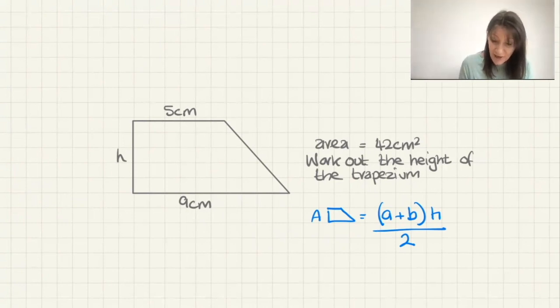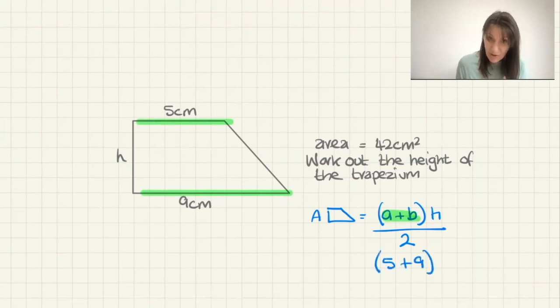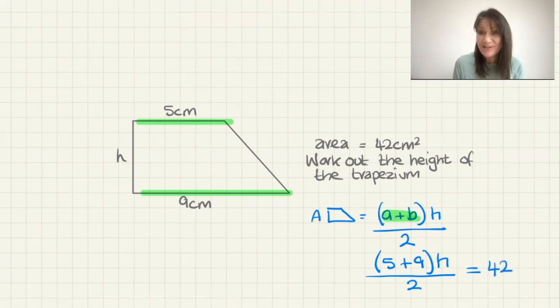Okay, so I know that A and B are the parallel sides. So I know that I can put 5 plus 9 here. I know that that will be multiplied by the height, a number I don't know, so I'm just going to leave H in the formula. I know the whole thing is going to be divided by 2. And when that happens, I know it's going to equal 42, because they told me in the question.